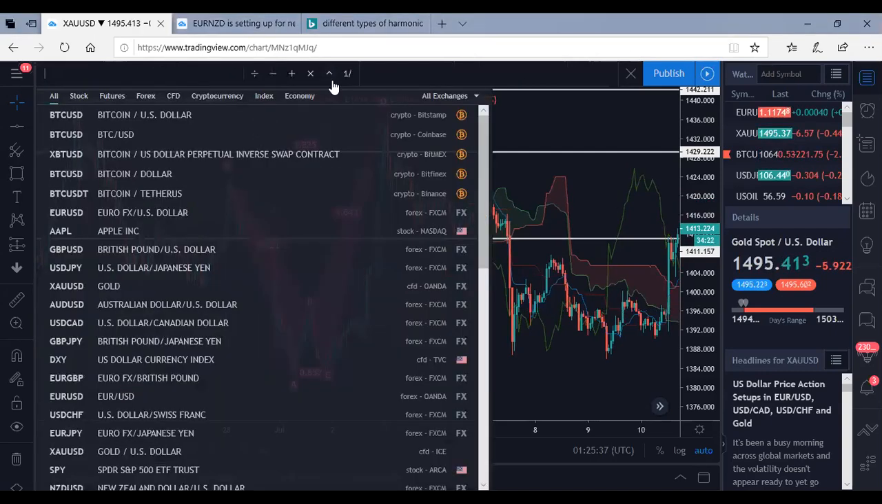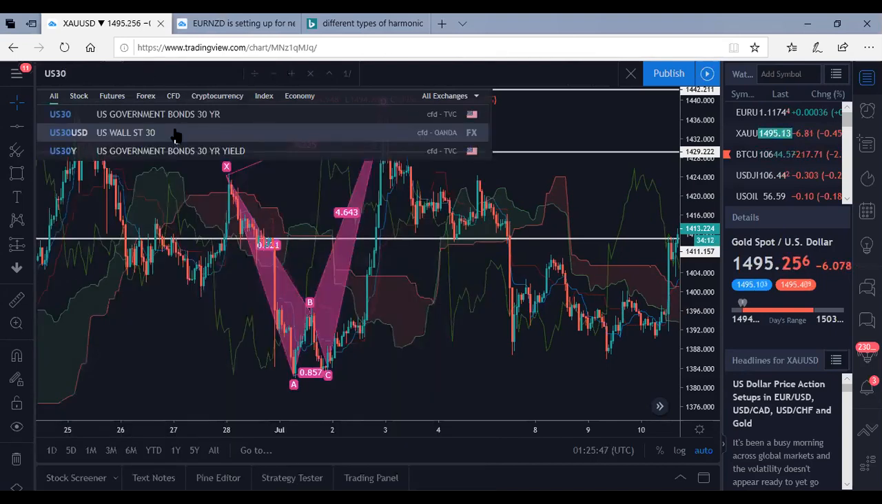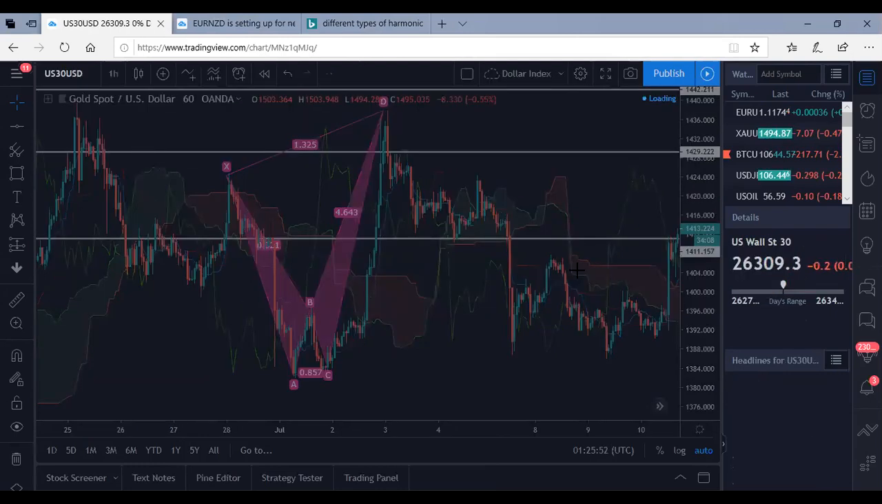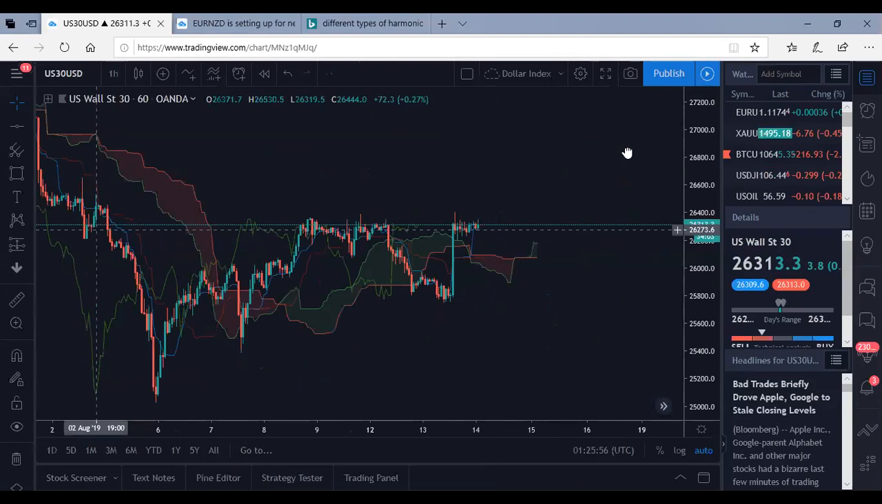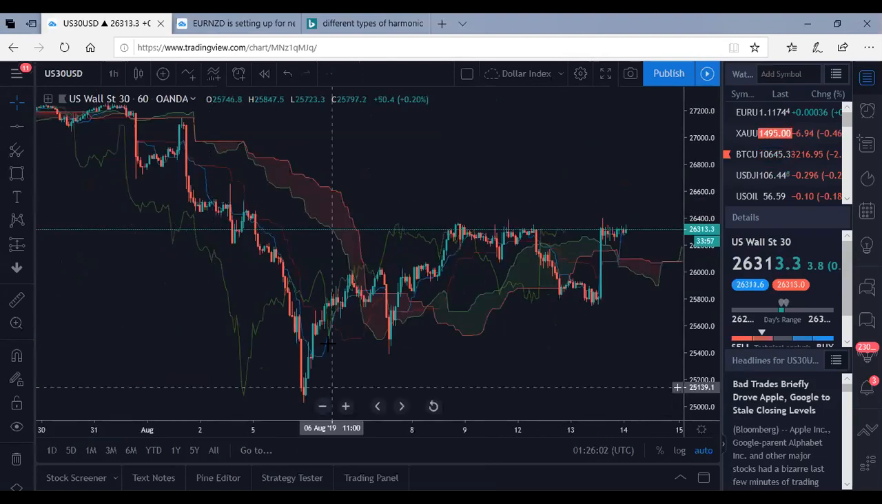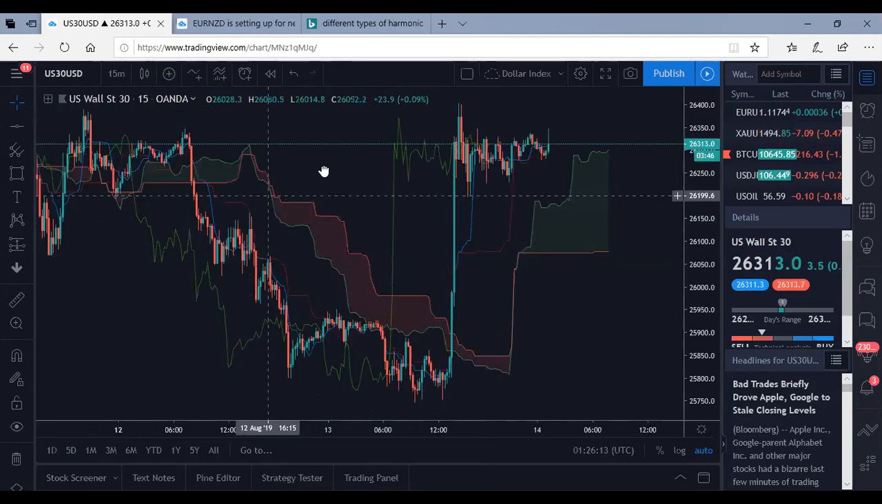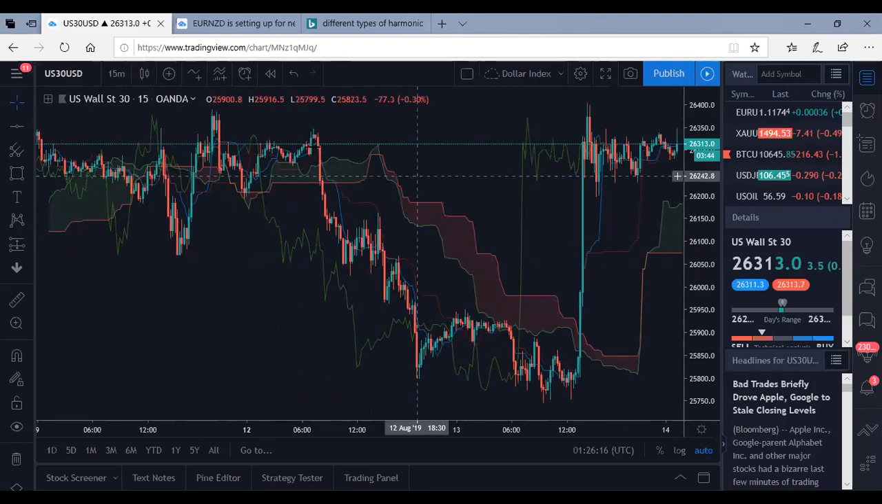Let's look at US 30. I don't know if y'all trade US 30, such a volatile index or stock. All right. X, A, B, C. So let's look at the 15-minute, right? Nothing's really happening with the 15-minute. X, A, B, C, E.